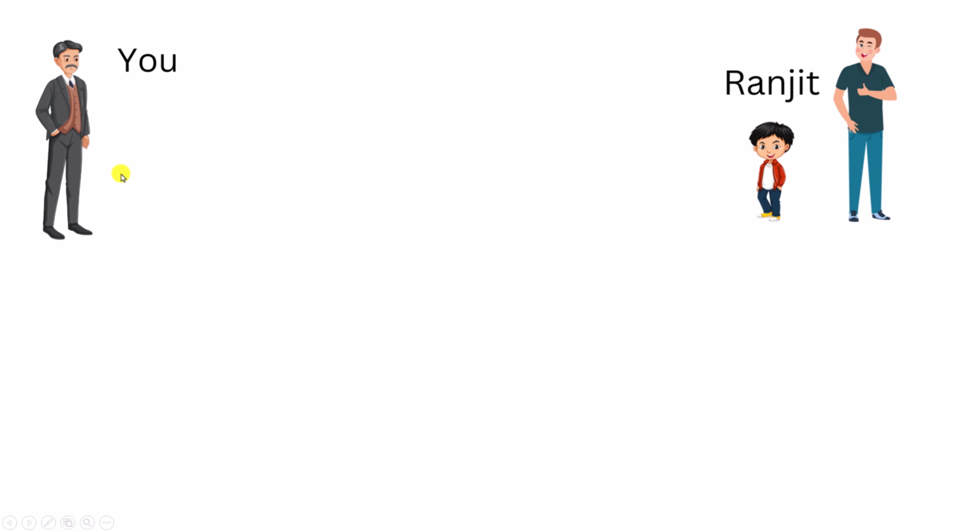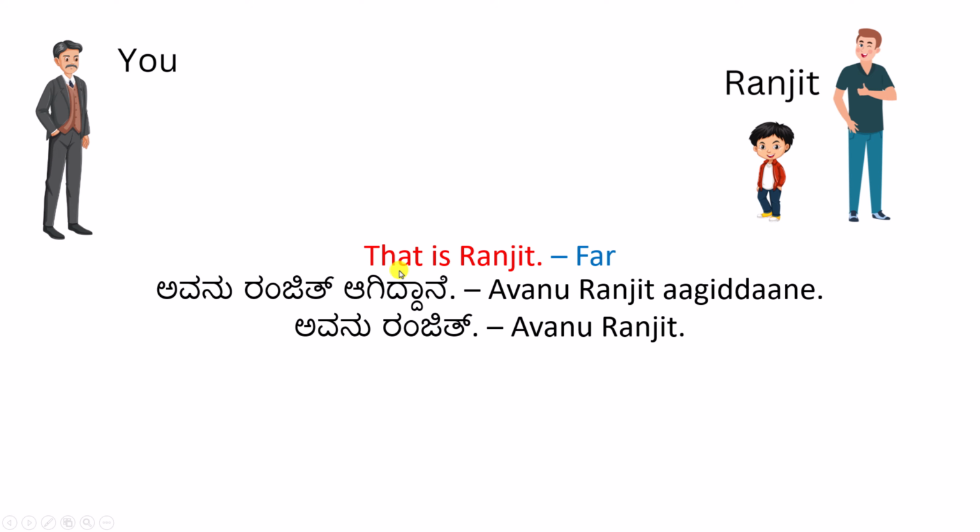The same case, this is you, this is Ranjit, and when Ranjit is younger than you or someone close to you, that is Ranjit. In Kannada would be avanu Ranjit ಆಗಿದ್ದಾನೆ. ಅವನು Ranjit ಆಗಿದ್ದಾನೆ.